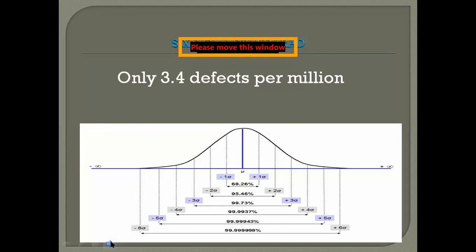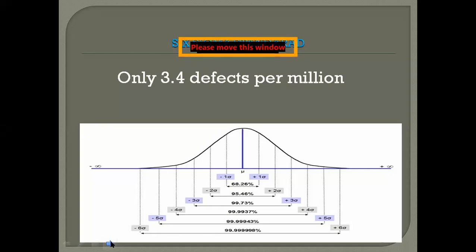What is the Six Sigma standard actually? It tells you that only 3.4 defects are allowed per million. For example, if you perform a million tests or a million operations, out of 1 million operations, only 3.4 defects are acceptable. And if you have more than 3.4 defects in a million, then you have missed, or you do not qualify for the Six Sigma standard, right?